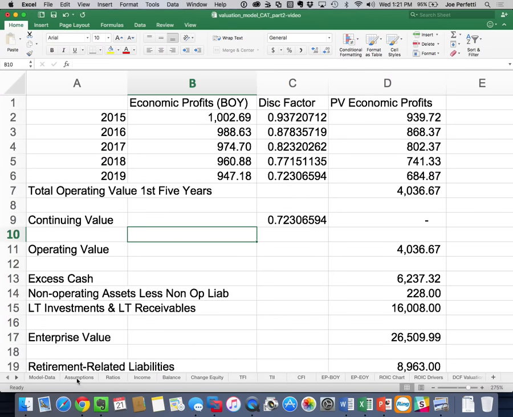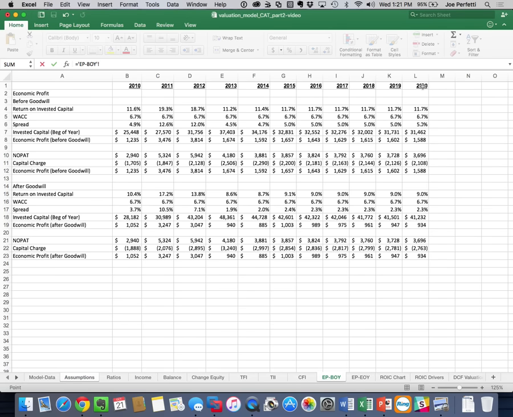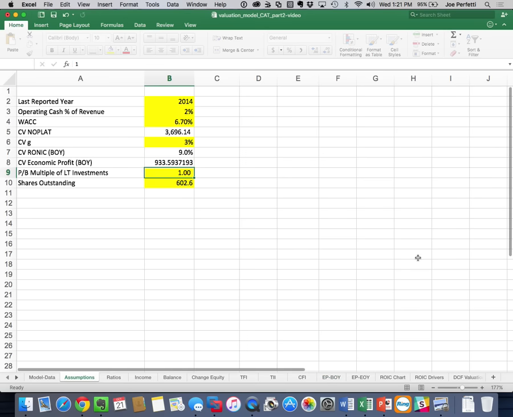So on the Assumptions tab, that's where I left a space here for row 8, continuing value, economic profit, and again, to remind ourselves, BOY. That's going to be the 2020 economic profit. So equals, off the BOY tab, 2020 economic profit after goodwill, so L23.